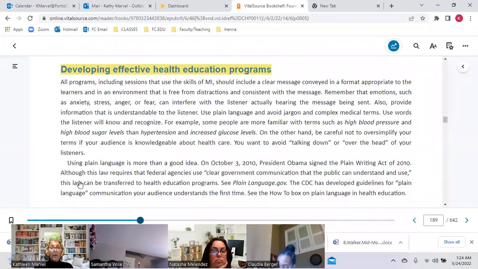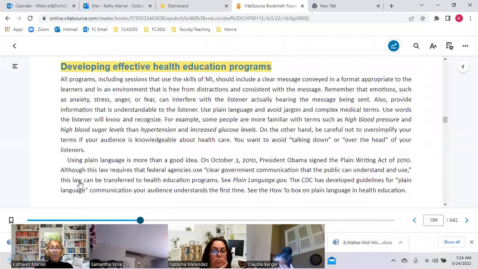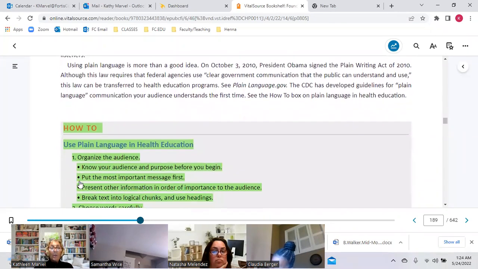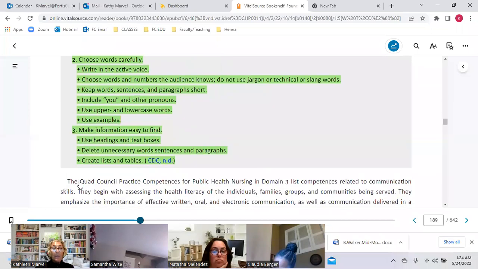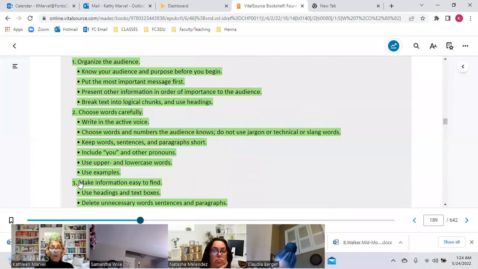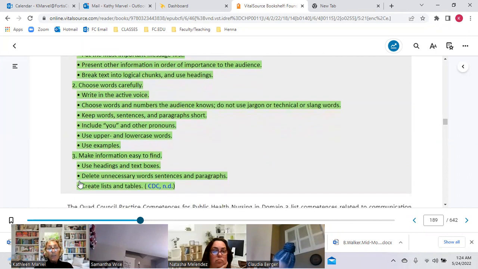Okay, so how do we develop effective healthcare programs? First of all, this how-to box is very helpful on page 189: how to use plain language with health education. There are 3 sections here: how to organize your audience, how to choose your words carefully, and how to make information easy to find.